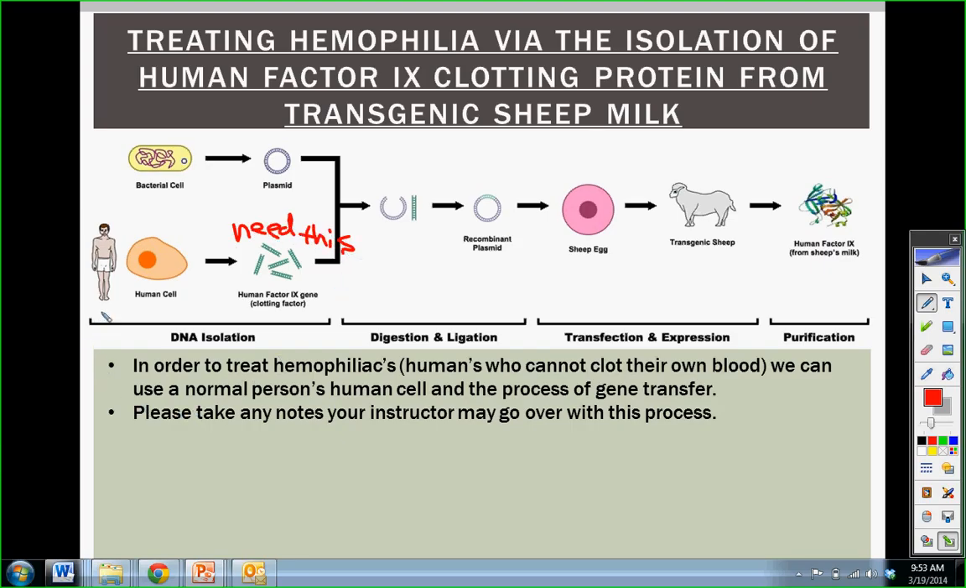All right. Can't clot blood. Human cell. We know this is the nucleus. And then we have the bacterial cell. What is this little part right there? Plasmid. This is the nucleoid region. So what did we do right here to the plasmid? We cut it with what? Lasers. We didn't use lasers. What did we cut it with?